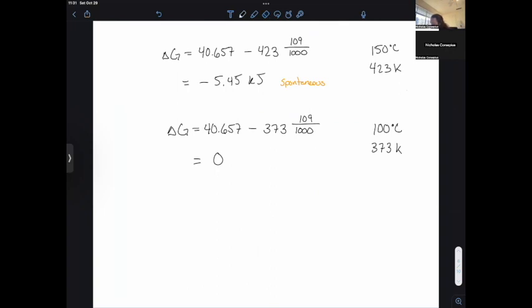So let's just summarize what we've just learned, is that delta G equals 0 at the boiling point. All right, specifically the delta G of that boiling reaction, that vaporization reaction, is 0 at the boiling point. Okay, and really delta G is 0 at equilibrium.